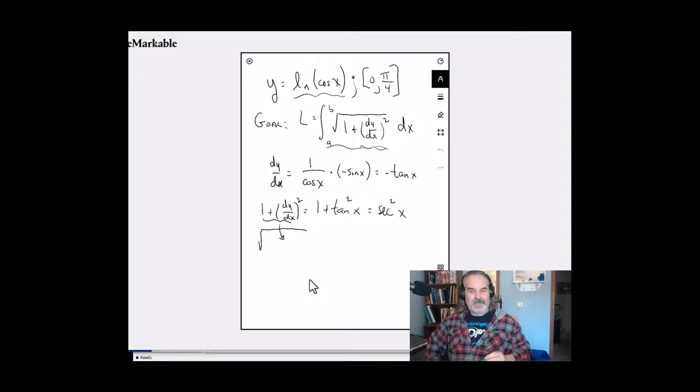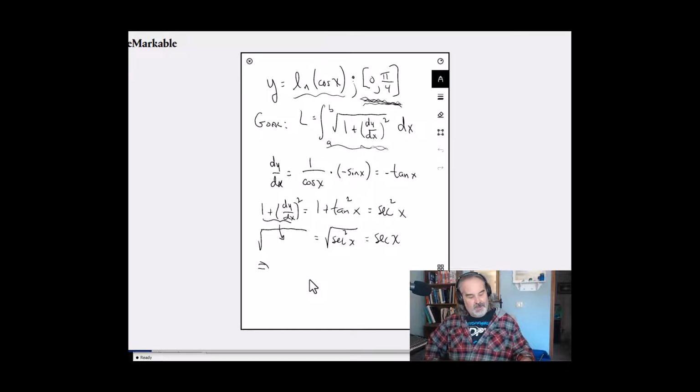I'll be lazy and put that in there. Don't do that on your homework though. Write it out completely. We're looking at the square root of secant squared. And because the secant is going to be positive everywhere in the interval of interest from 0 to pi over 4, we don't have any sort of plus minus nonsense to worry about, and the square root of secant squared is just secant of x.